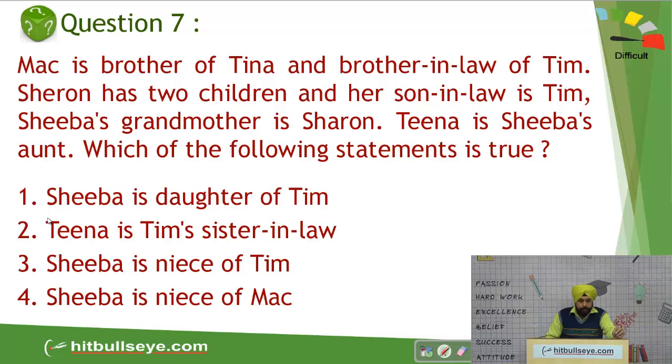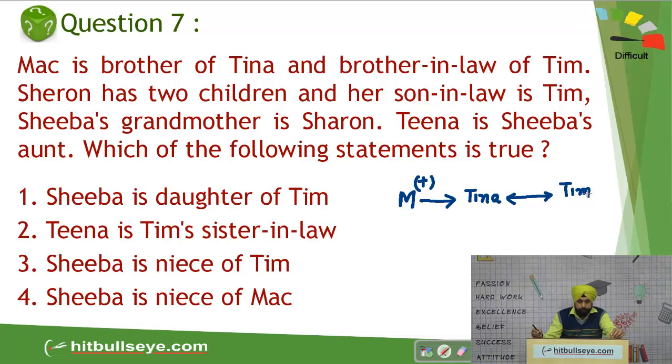Here Mac is the brother of Tina and brother-in-law of Tim. Okay, let's make the family tree over here, students. In this, Mac, let me write it as M, is given to be the brother of Tina, because there are two T's, and brother-in-law of Tim. Now Mac is the brother of Tina, so it's a positive sign. Positive we put for a male, and brother-in-law of Tim, this means Tina and Tim are a couple.